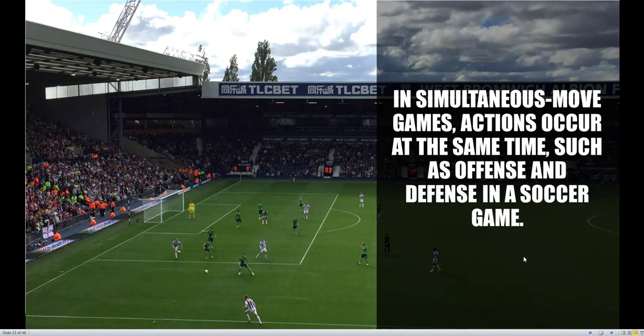Examples of simultaneous move games include a lot of sports. So soccer, football, basketball, both of these teams, defense and offense, move at the same exact time, and we can model this with some type of simultaneous move game. In order to model these simultaneous move games, we're going to use something called game matrices or game tables.